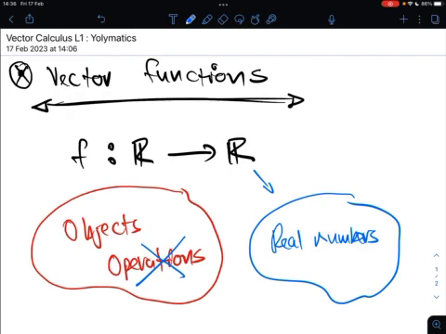But now, in this lesson, we are going to look at different types of functions. We are going to look at some things that are known as vector functions. So the question that we would like to ask now is, what exactly are vector functions?